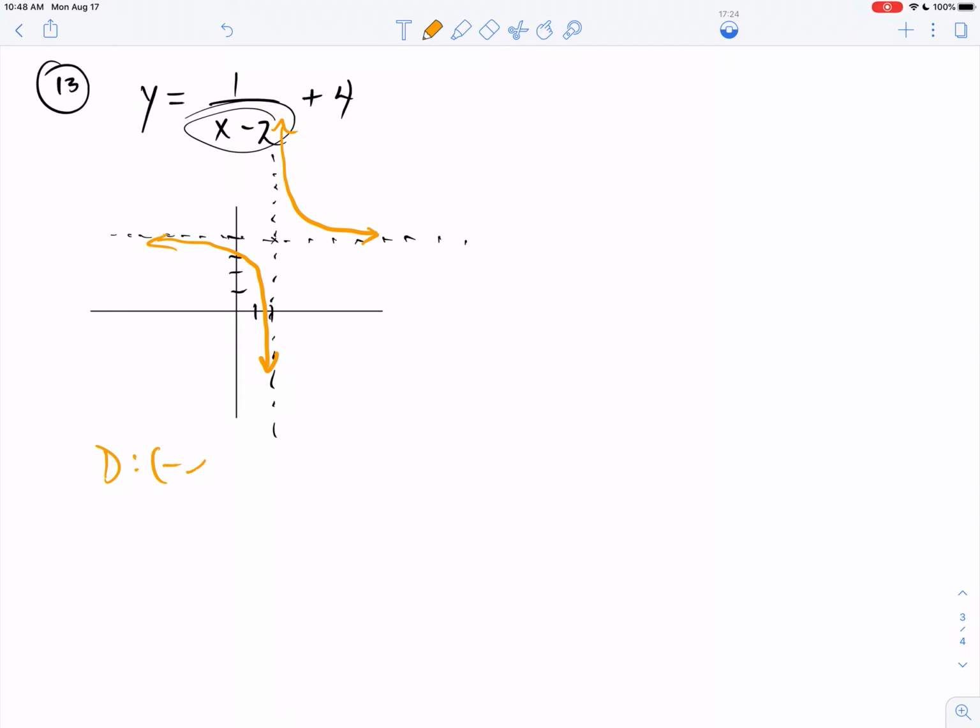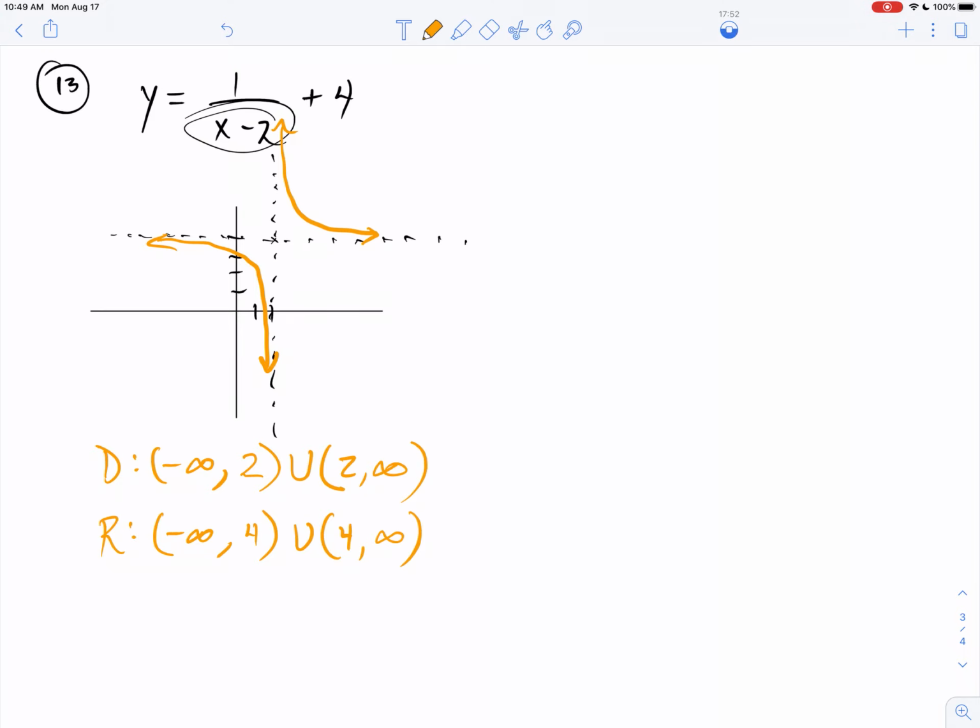It goes to the left forever. But when I go sideways, I have to pick up my pen at 2, and then I have to put it back down on the other side to draw the rest of the graph. When I do the range, it goes downward forever. But when I draw this graph, I have to pick up my pen at 4 and put it back down on the other side of 4 and sketch the remainder of the graph.